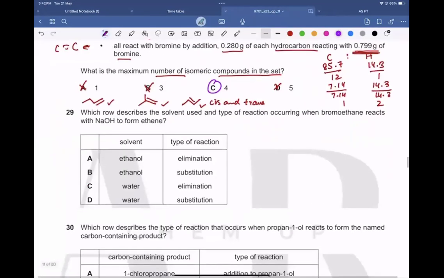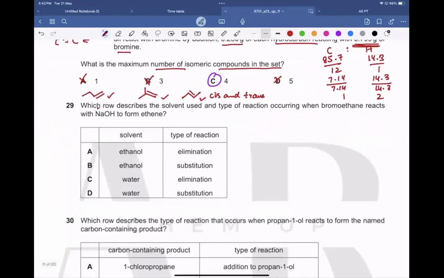Okay. Now question number 29. Which row describes the solvent used and type of reaction occurring when bromoethane reacts with NaOH to form ethene? Bromoethane to ethene. So bromoethane is this, and it is turning into ethene. So which reaction is it? Elimination. So the one where substitution is written goes wrong. And for this, we always need ethanol, not water. So C goes wrong, and A is the correct answer.